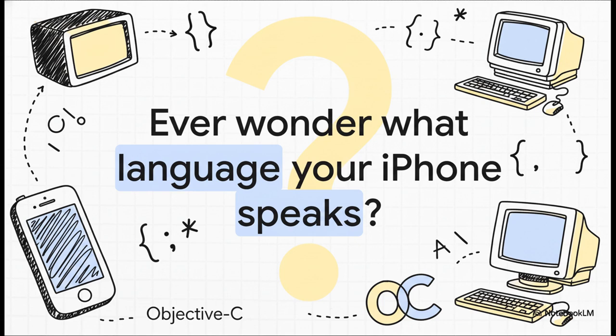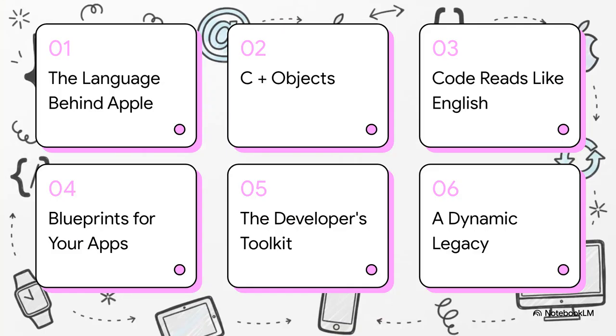So when you get to know this language, you're kind of learning the secret history of the devices we all use every single day. So here's our roadmap. We'll start with its huge role at Apple, then see how it's basically the sibling of the classic C language. After that, we get to the really cool stuff, its unique English-like style and how it blueprints apps. We'll finish up by looking at the tools and its lasting impact. Sound good? Let's do it.